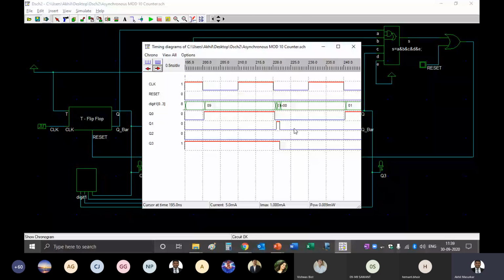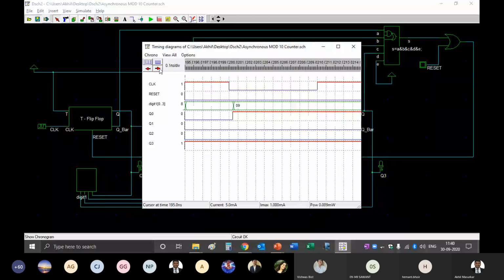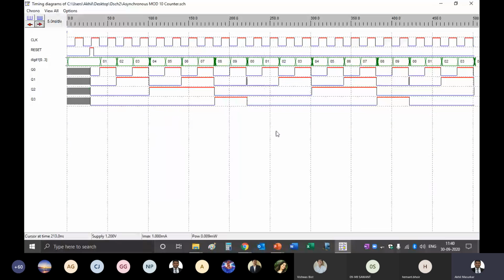Here you can see that after 9 what should come is 0. So let me just expand this and show you this problem.